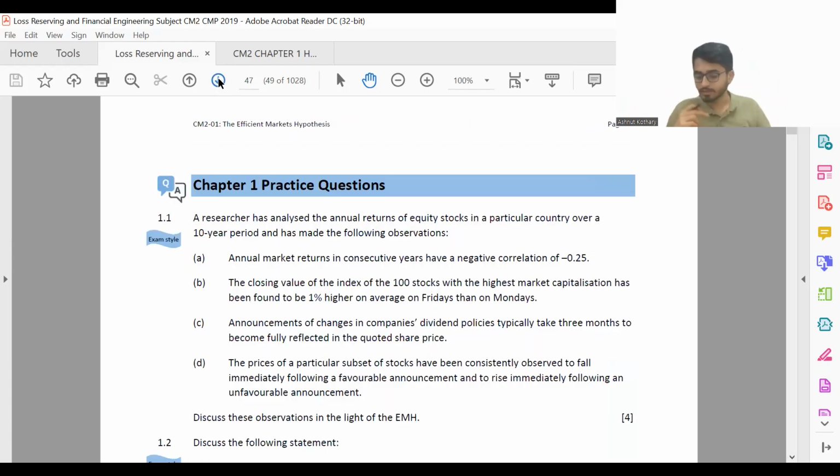A question we'll do was 1.1. All of you do give it a shot. Basically need to comment if the market is having any form of efficiency or not, and the reason for the same. Question 1.1.